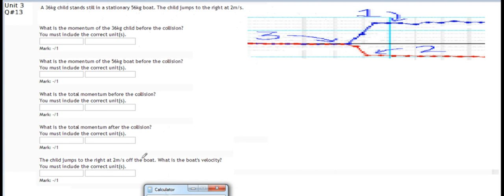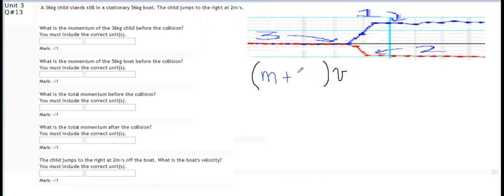So let's go ahead and take a look at what's going on here. We have a child who is standing in a boat. So the way we can look at this is the child is standing in the boat, and the child is going to be the blue one. It's the lighter of the two, so that is going to be the M. And the boat is going to be the red one. It's the heavier of the two, so it is going to be the red M. So this is before they jump out.